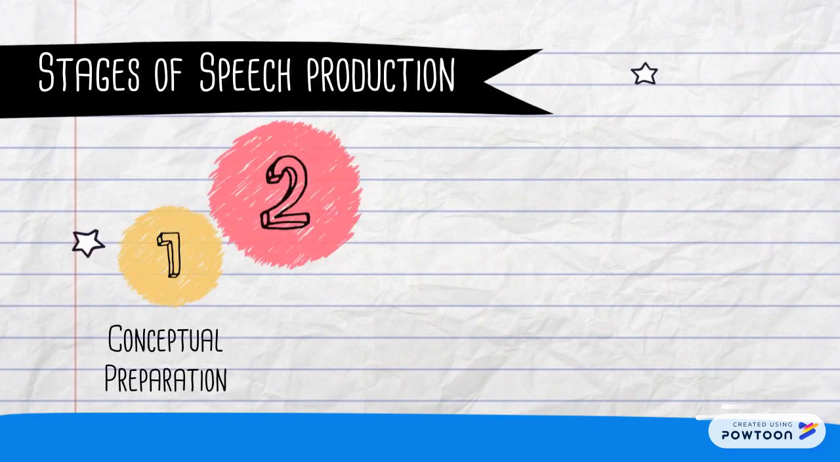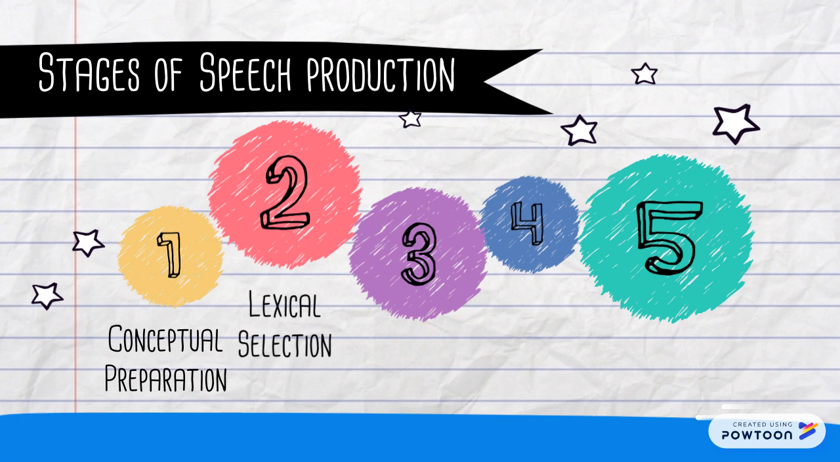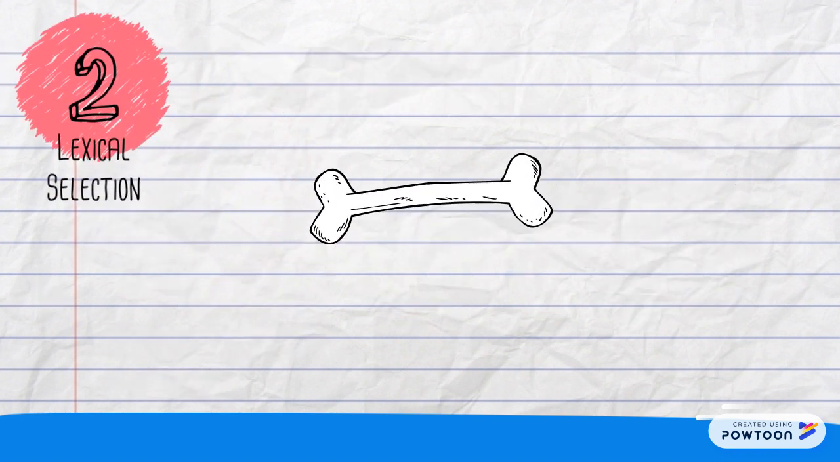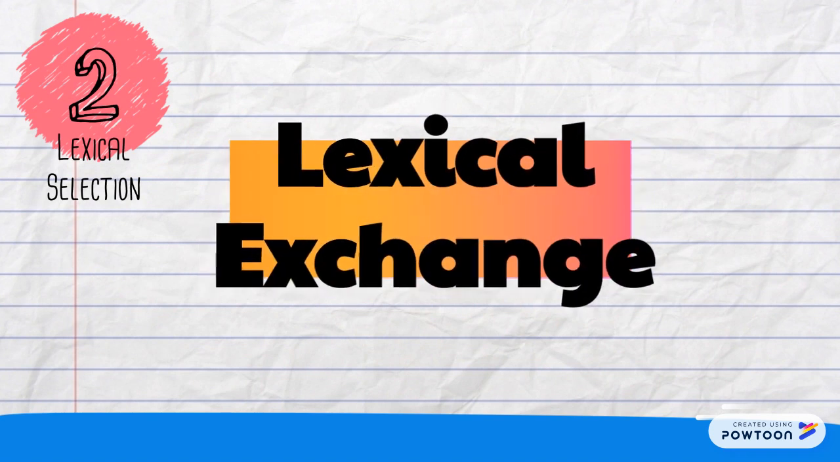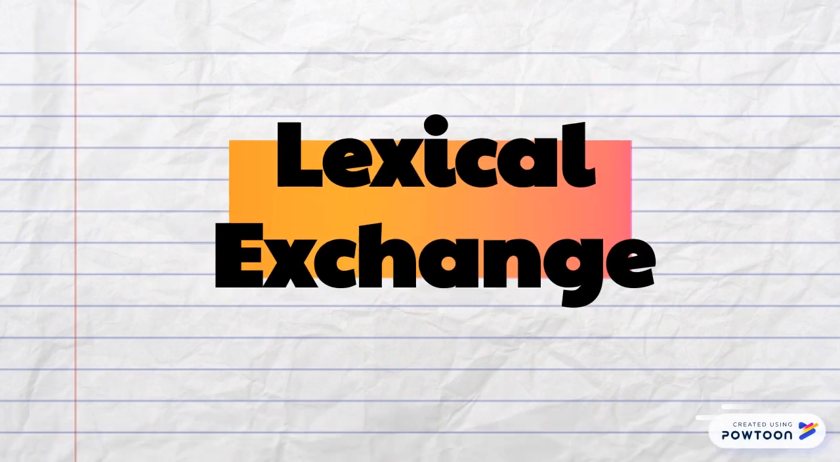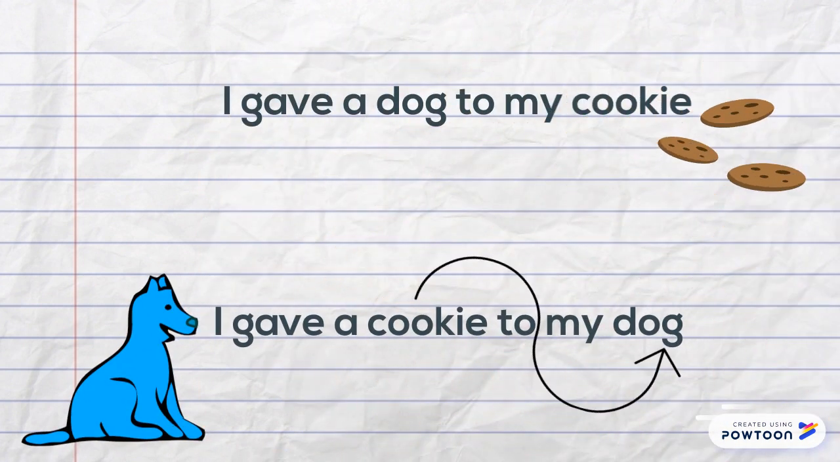The next stage is lexical selection, which is the process of choosing the word that matches the previously formed idea. If a breakdown occurs at this level, it could result in the error of lexical exchange. Lexical exchange is when you accidentally flip-flop words. An example of this is if you were to say, I gave a dog to my cookie, instead of, I gave a cookie to my dog.